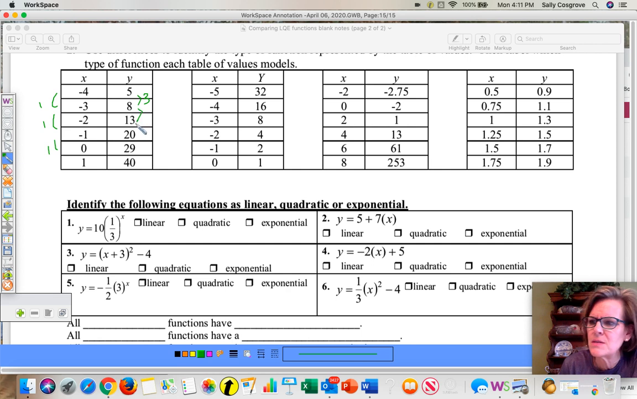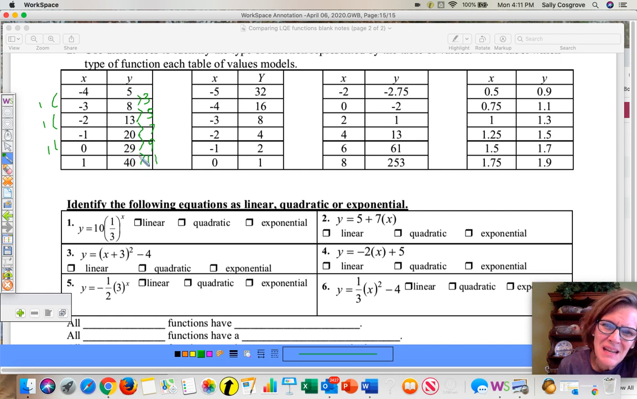From 8 to 13, that is 5. From 13 to 20, that's 7. From 20 to 29, that's 9. From 29 to 41, that's 11. Okay, so my first differences are not the same. The x values are increasing, the y values are increasing, but they're not increasing by the same amount each time. So what do we know? This is not linear.